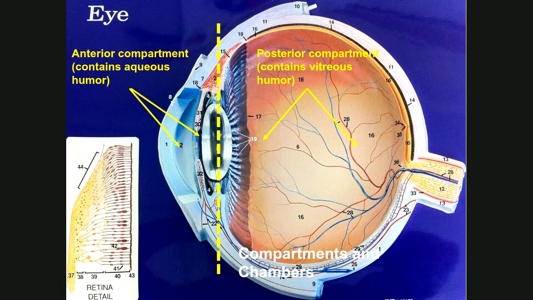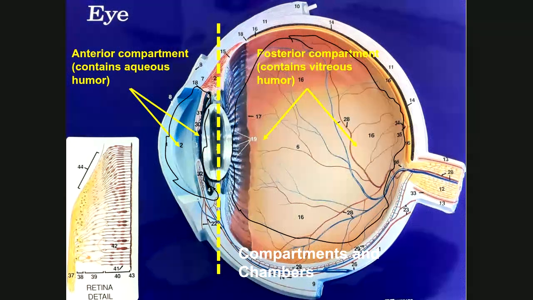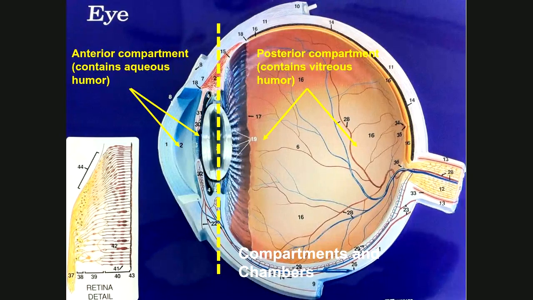This structure right here is called the lens, and the lens divides the eyeball into two what are called compartments. So there's an anterior compartment. Remember, anterior means toward the front, and there's a posterior compartment, which means toward the back. And so there's a hollow space right here on this side of the eyeball, and then there's a hollow space right here on the back side of the eyeball. Well, again, they're not empty. They have fluids in them.